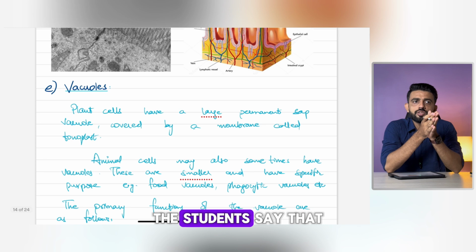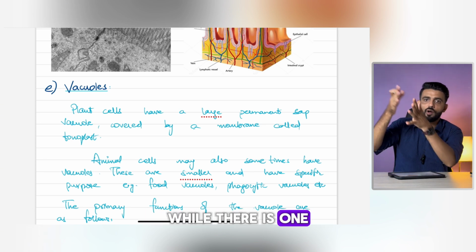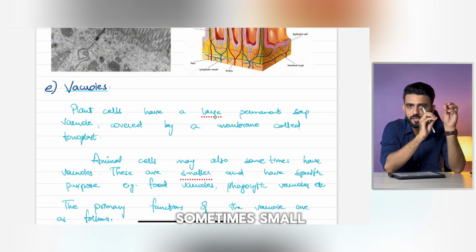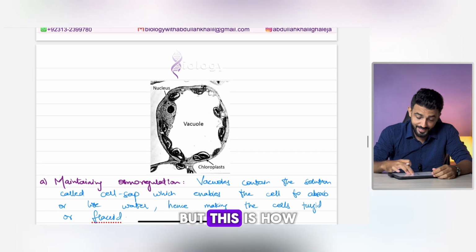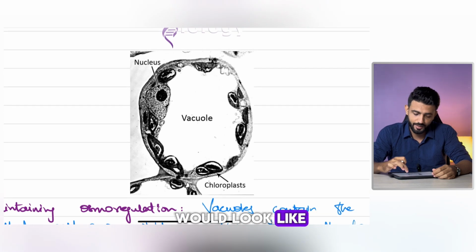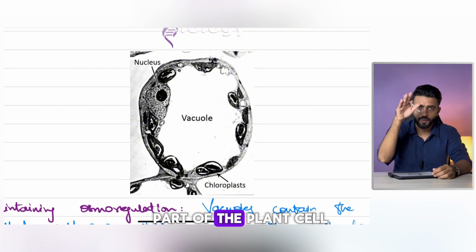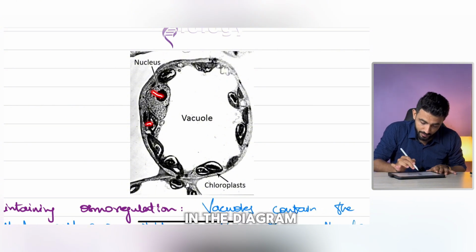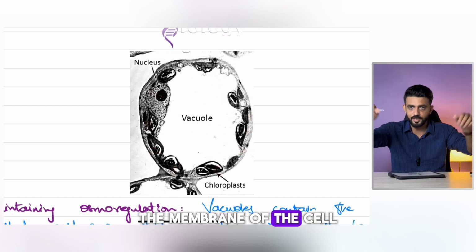Now, sometimes the students say that there are no vacuoles present in the animal cell, while there is one vacuole present in the plant cell. This is not entirely true, because there could sometimes be small temporary vacuoles present in the animal cell as well. But this is how the plant cell vacuole would look. This is very large. It covers the major part of the plant cell, due to which all the other organelles, as you can see in the diagram, are pressed against the wall, the membrane of the cell.